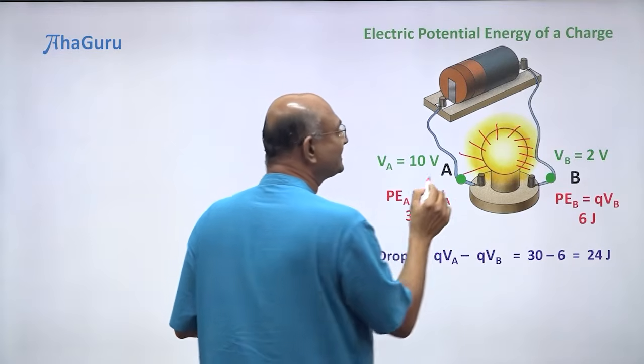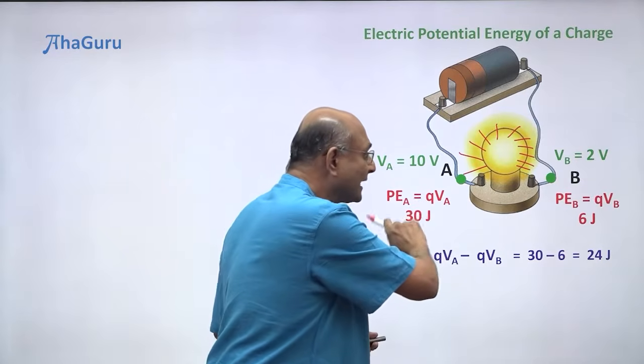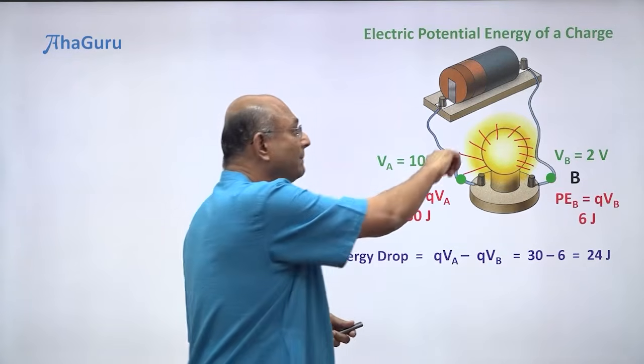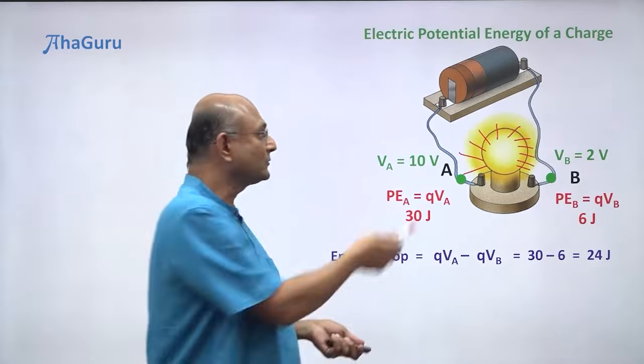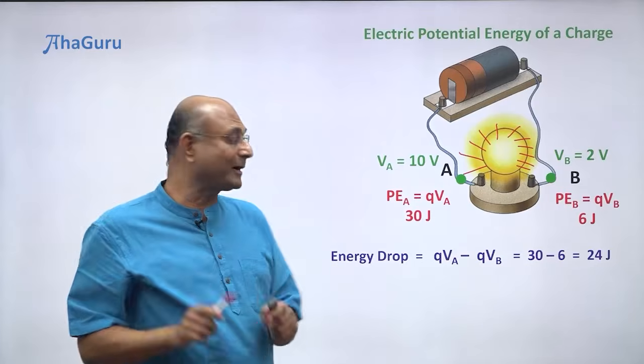That's why the bulb is functioning. Who gives the bulb energy? The charge. So the charge lost 24 joules, the bulb gained 24 joules. That's why you get all this light and heat from the bulb, right? This idea is a very important idea.